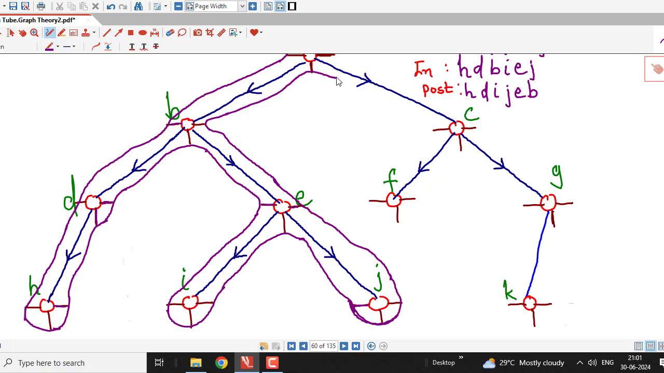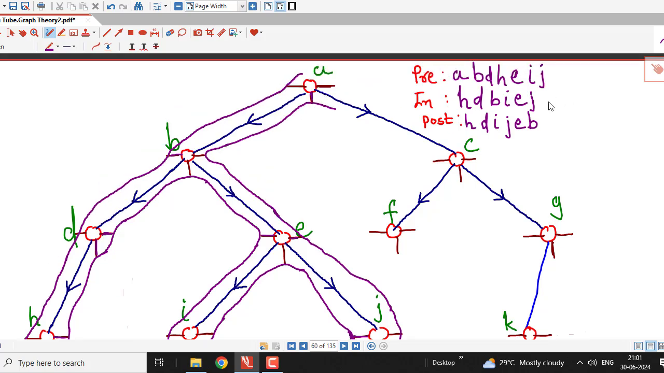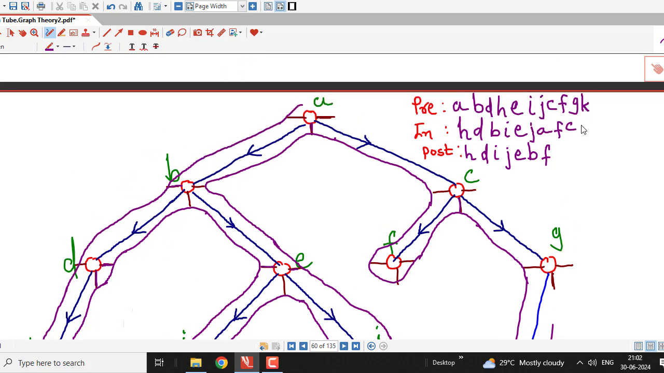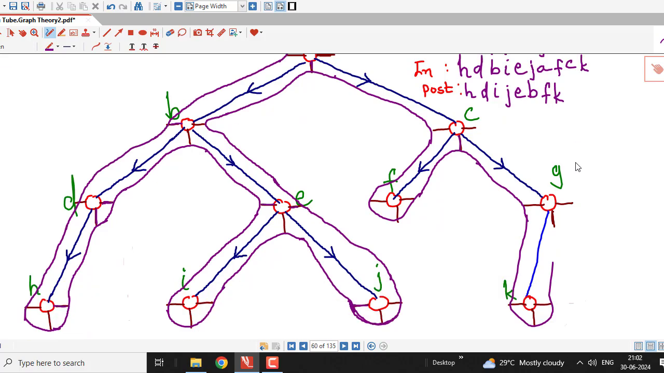And this is in-order for vertex A, so I will write A here, and for C I have to write in pre-order. For F I have pre-order, in-order and post-order, so let me write F at three places. For C this is in-order, then for G this line corresponds to pre-order. For K you can see it touches pre-order, in-order and post-order, so I have to write K at all these three positions.